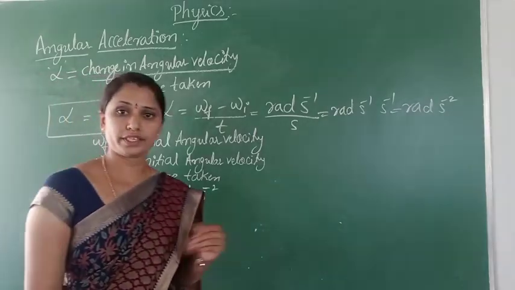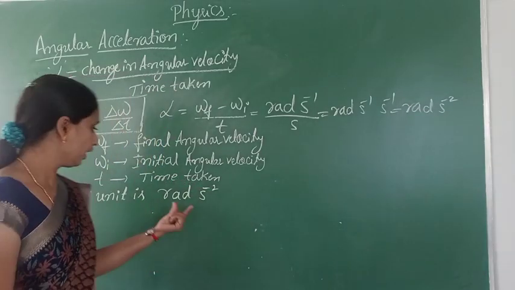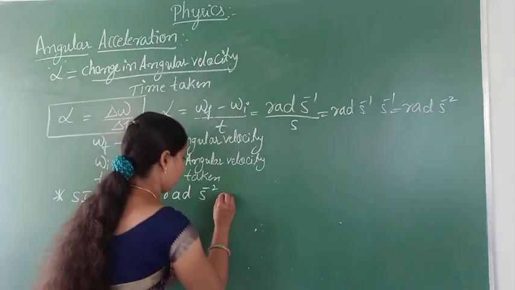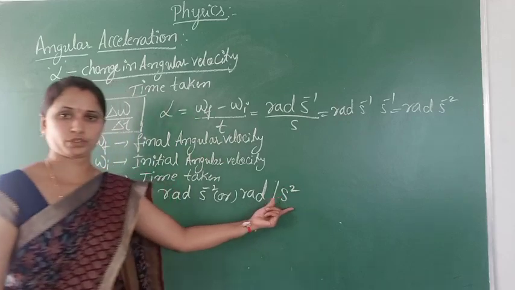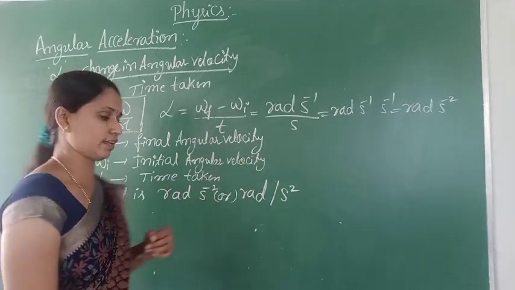What is the SI unit of angular acceleration? Radian per second square, or rad s power minus 2. So this is the unit of angular acceleration.